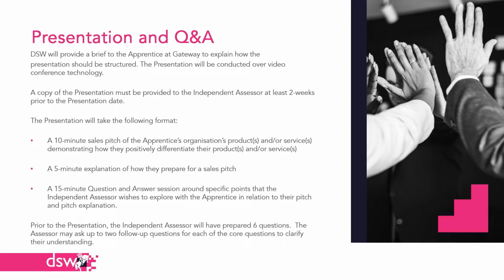Prior to the presentation and questioning, the independent assessor will have prepared 6 questions for the questioning element based on the subject matter. However, the questions may be modified to take account of the presentation evidence. The assessor may ask up to 2 follow-up questions for each of the core questions that clarify their understanding.